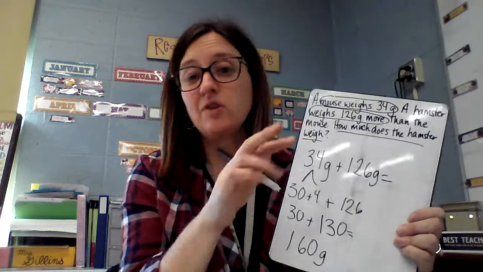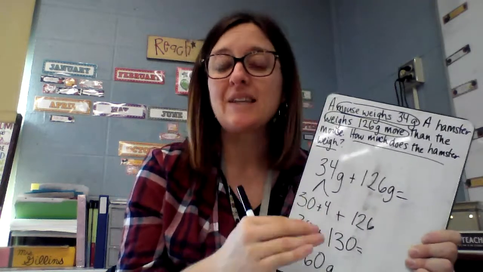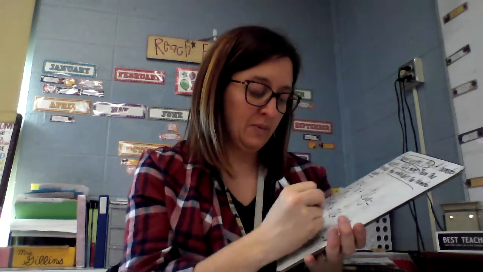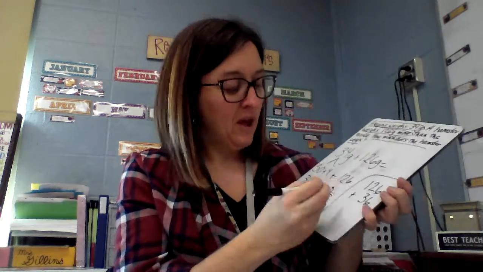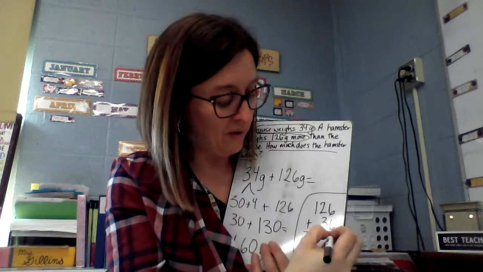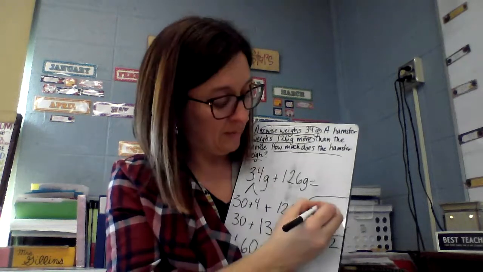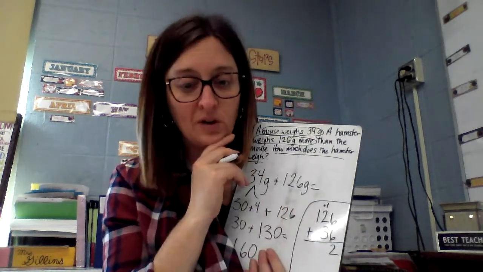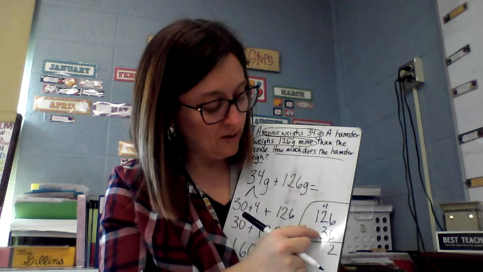I could also, though, if you don't feel comfortable doing it this way, you don't have to. You can choose instead to add it like this. So let me put a box around this way. Okay? I could add it vertically if you feel more comfortable doing it that way. 6 plus 6 is 12. So I write my 2, and I'm going to carry this one to add on. 1 plus 2 is 3, plus 3 is 6.